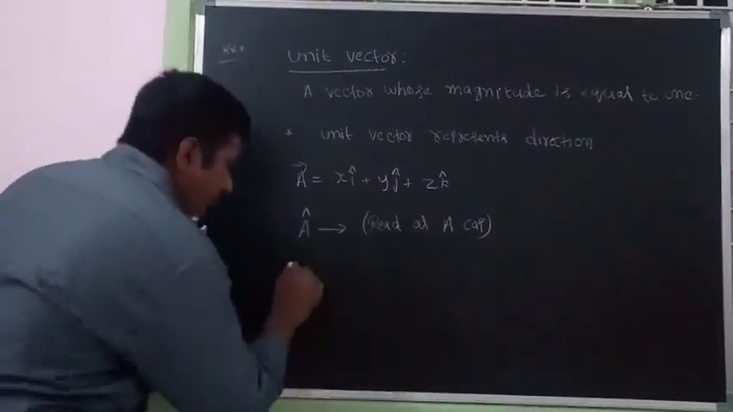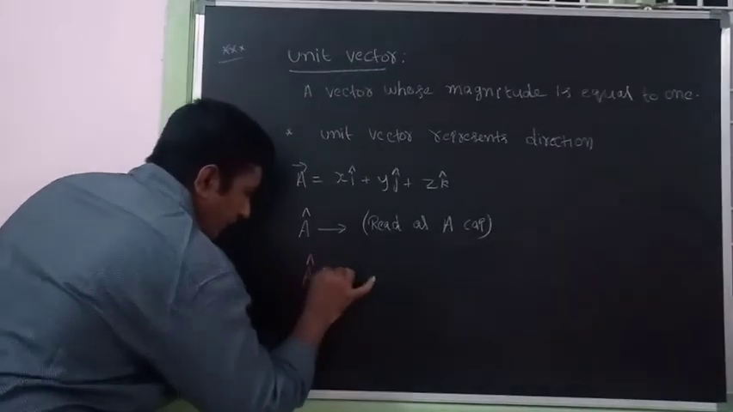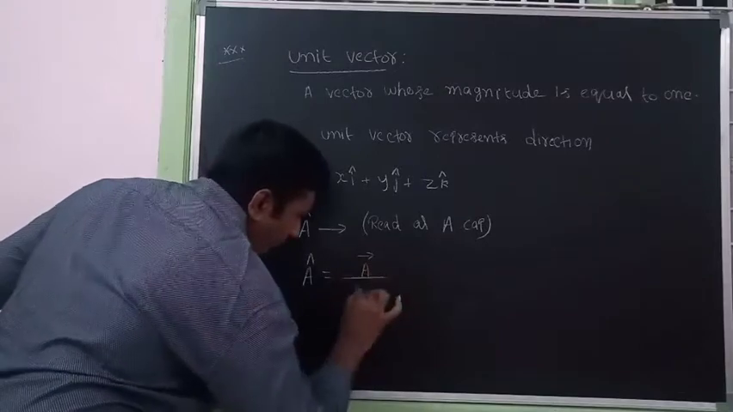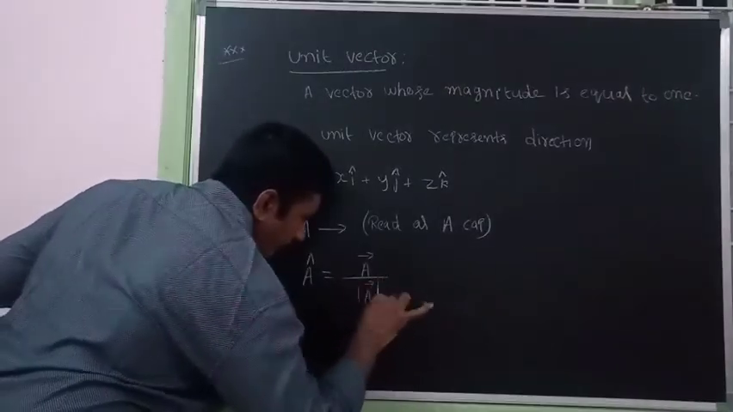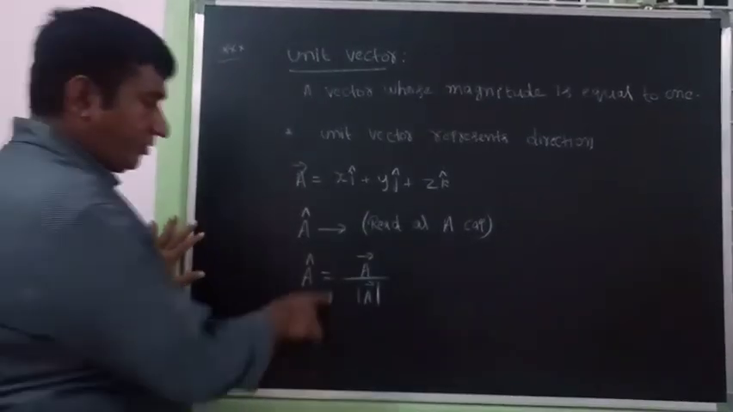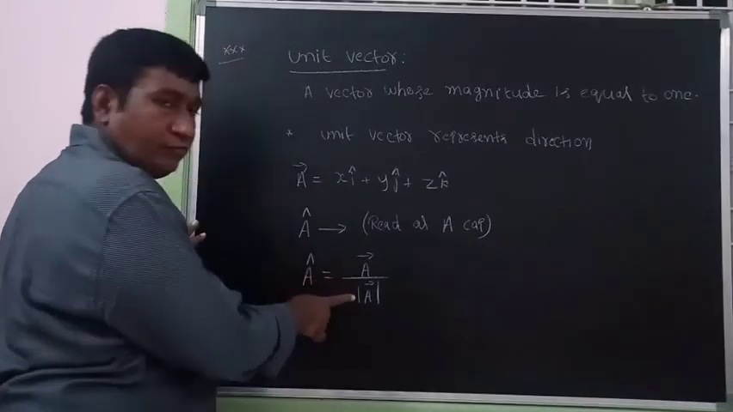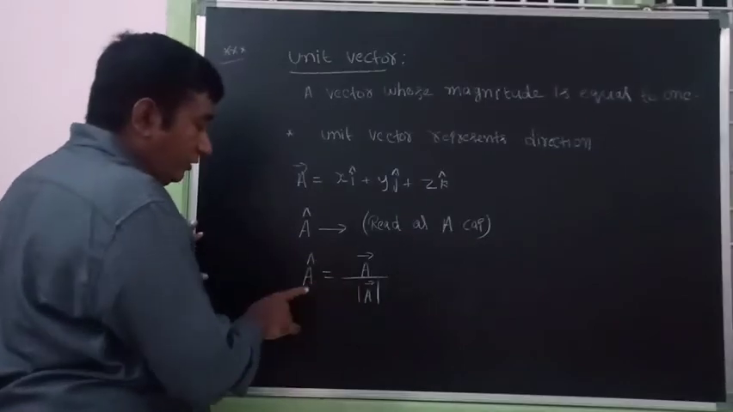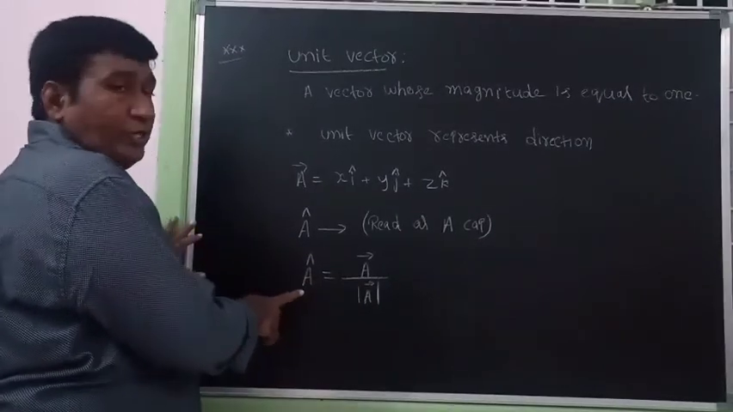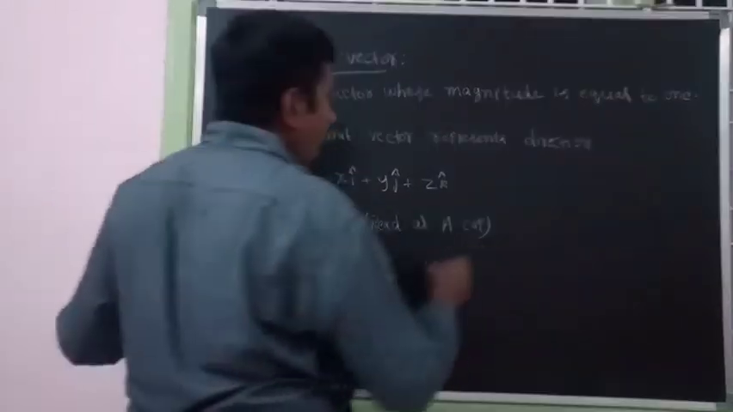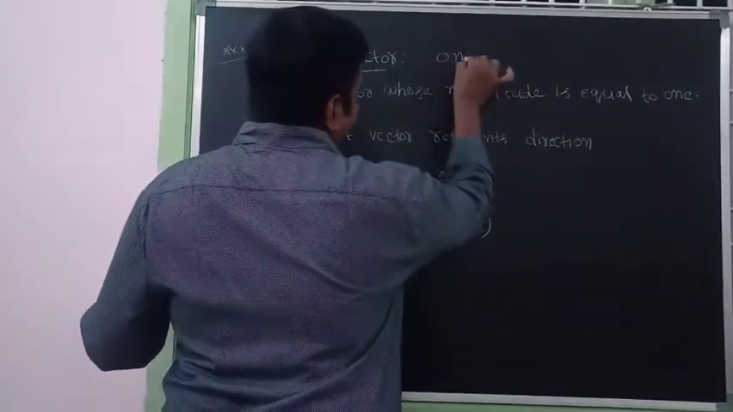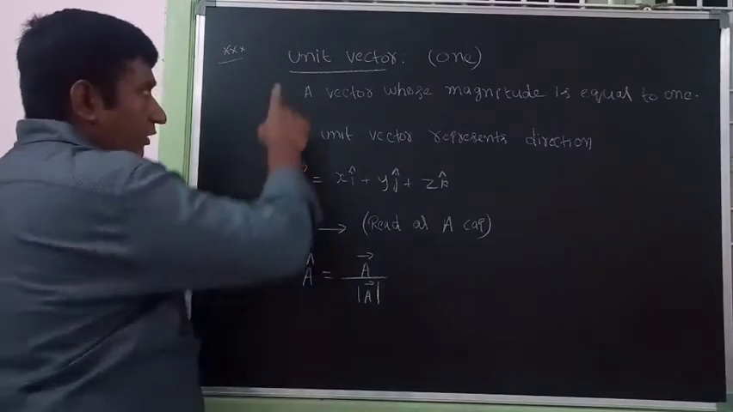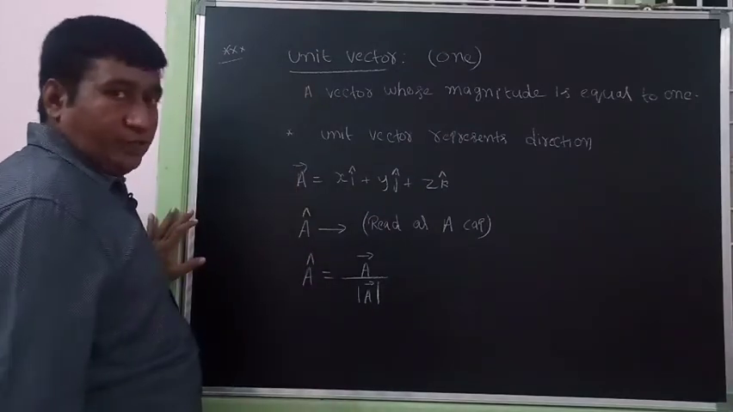So how we can represent this: a cap is equal to a vector divided by the modulus of a vector. So a vector, and then the modulus of a vector, which is nothing but a value. If you divide, we are going to get a unit, and that unit is nothing but 1, whose magnitude is equal to 1. So we can call that a unit vector.